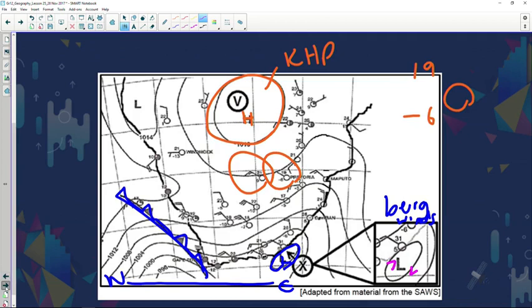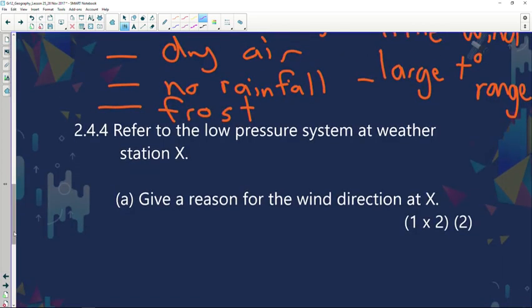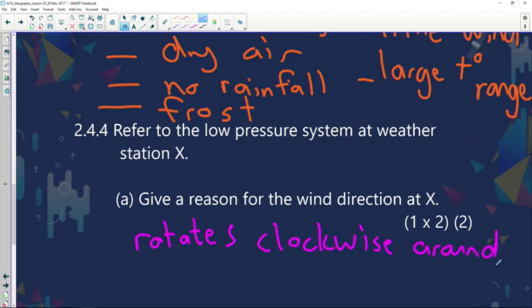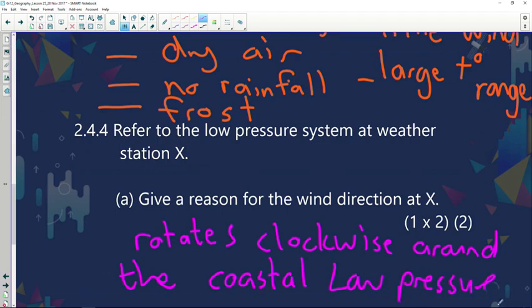So if you go and look at our question, give a reason for the wind direction at X. It's because it rotates clockwise around the coastal low. Because it's a low pressure system, and low pressure systems move clockwise in the southern hemisphere. Okay.